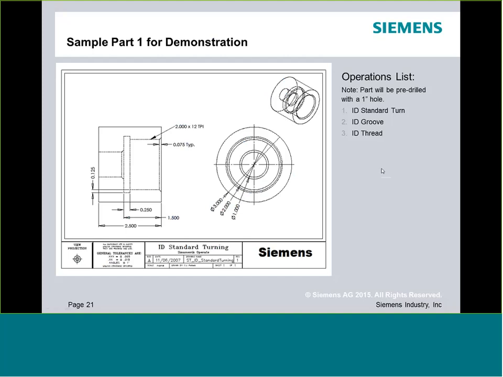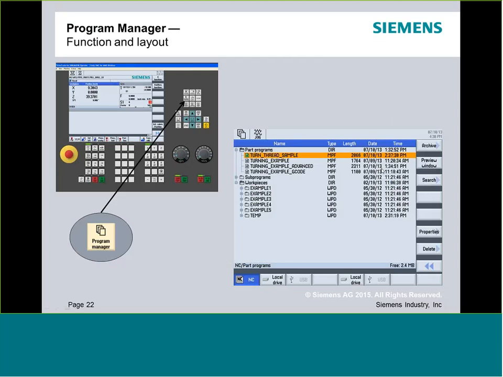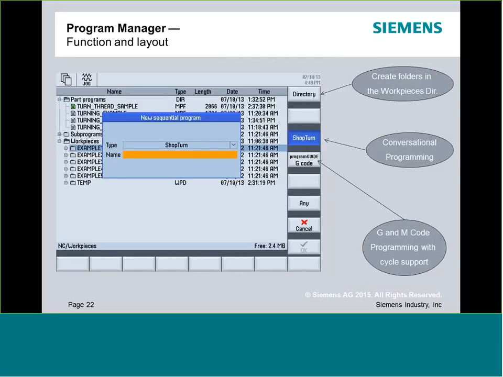So what that'll entail, certainly we're going to go into Program Manager. We're going to start a new program. As always, we have our 2 different conventions. So we are going to be doing ShopTurn for conversational programming. I will be backing this up sometime in the not-so-distant future with a similar webinar based on G-code, just so you can always see the difference.